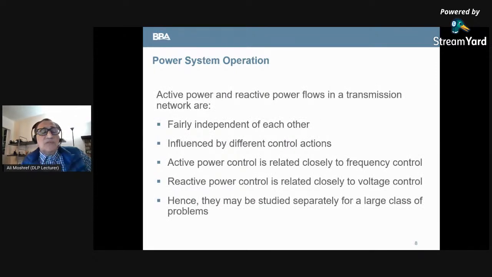So in power system operation, there are two concepts that should be in the back of our mind when we are concerned with operation. One is that active power and reactive power are almost independent of each other, and they are influenced by different control strategies. Active power, we used to call real power, and reactive power, we used to call fictitious power. I do not know if this is the term you use in universities in Turkey or any concept like that. Reactive power cannot do useful work.